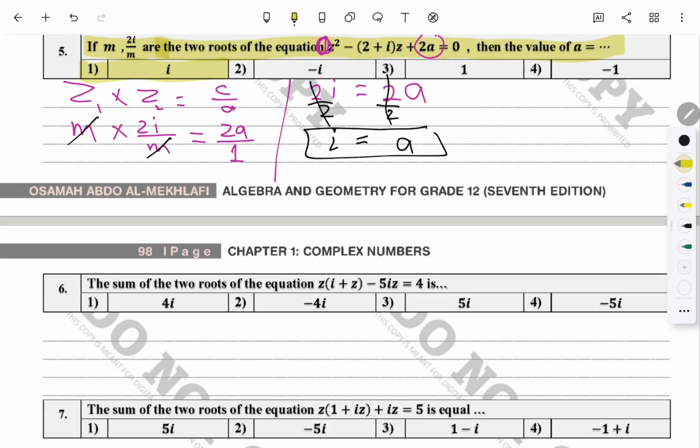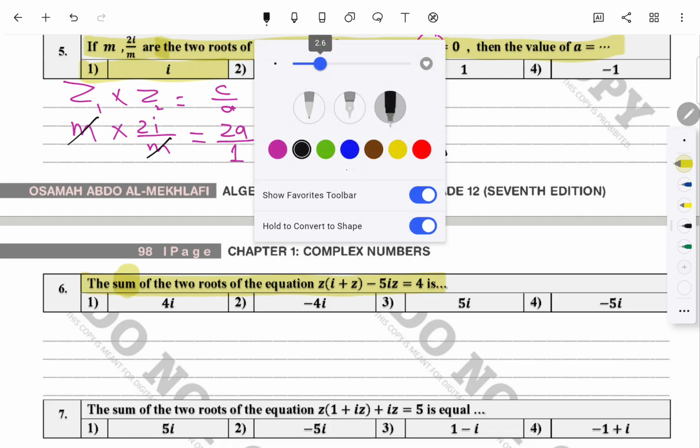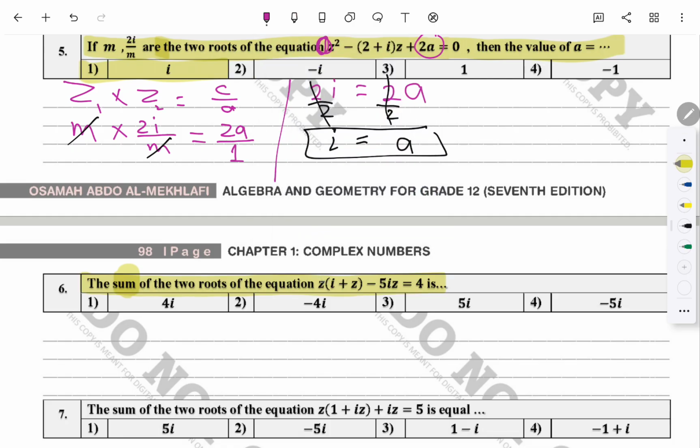In the sixth question, he is asking you about the sum of the two roots of the equation, but the equation here needs you to expand. You don't have z squared actually, so you need to expand it first. So multiply z by i plus z by z, which is going to give you z squared minus 5iz, and try to set it equal to 0 as we said.